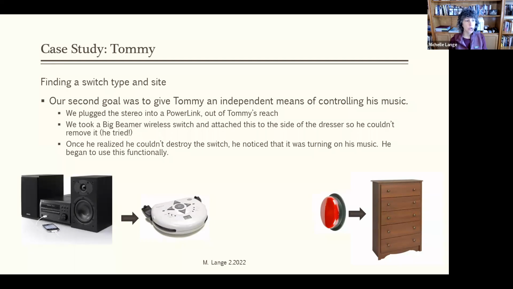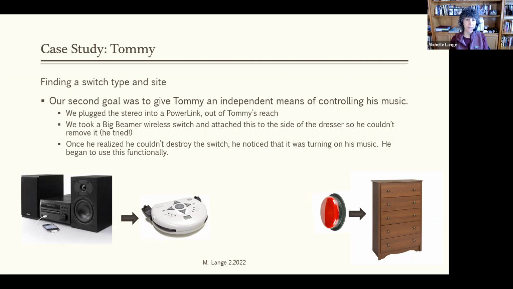We took an AbleNet Big Beamer wireless switch, again, no cords, and we permanently attached it to the side of his dresser because, again, he sure tried to remove this. He wanted to bang it, throw it, destroy it. Once he realized he couldn't destroy it, he noticed that it was turning on his music. Every time he pushed it, it was sending a wireless signal to the power link and it would turn on his music. Now we use this primarily in latch mode, so he could turn his music on, he could turn it off. He didn't usually turn it off.